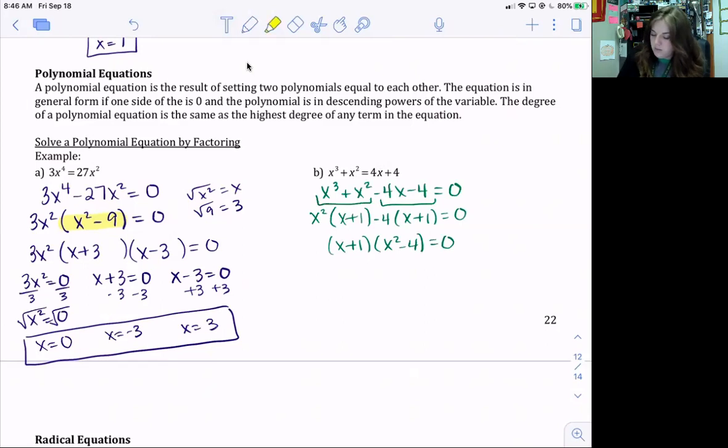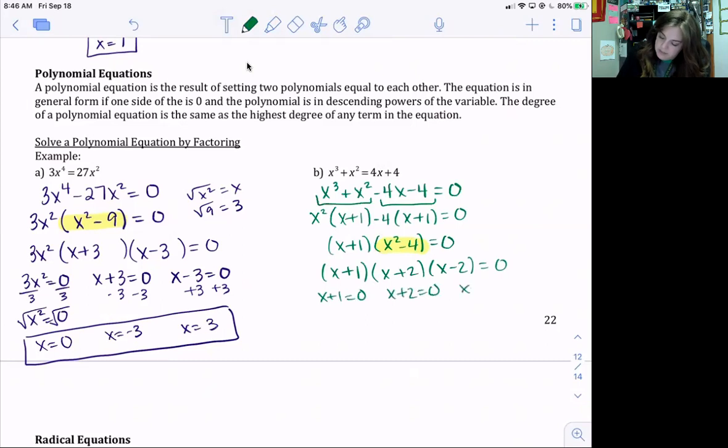Careful that your x squared minus 4, we have a difference of two squares again. So we have the quantity x plus 1 times, so x squared minus 4 can be rewritten, x plus 2 times x minus 2. And then solve. So x plus 1 equals 0, x plus 2 equals 0, and x minus 2 equals 0, which tells us x equals negative 1, subtract the 2, so x equals negative 2, and then add the 2, so x equals positive 2.